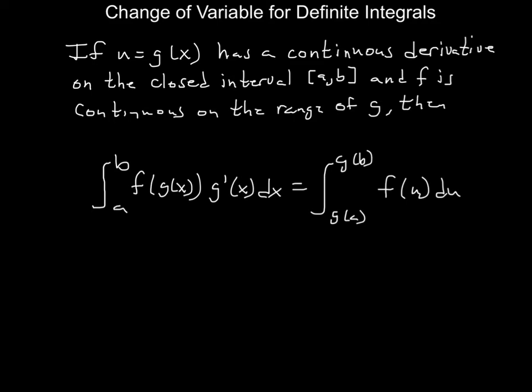In other words, this is a complete change of variable, and we do adjust the limits of integration because we're going to let u equal g of x. So I need to know when x is a, where does u go? That's what g of a is going to be. When x is b, since u equals g of x, we know that upper limit is going to be g of b. Let's take a look at a problem that uses this process.